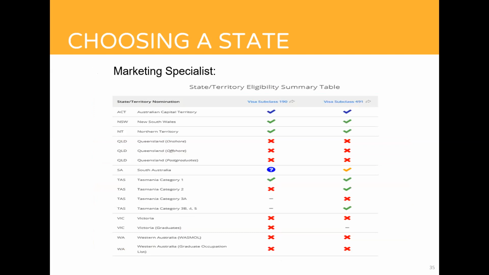Here are some recent examples of state availability. Now, because we're towards the end of the financial year, there's not a lot available. Marketing specialists, generally not available. You can see all the red crosses. You can see that Tasmania does have ticks, as does Northern Territory. They will basically be open for most occupations as long as you have either lived and worked there or studied there. Similarly for the ACT.